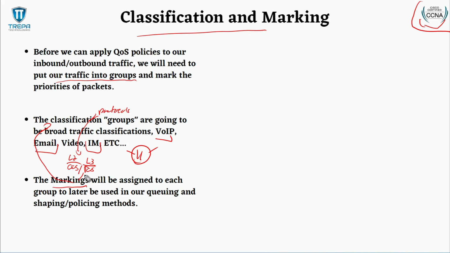Or we could also mark it in these TOS or CoS fields in our layer 2 and layer 3 headers, and then we can queue and police and shape based off that marking, which we can also put into a classification group. So it can get pretty complex. That's why I want to take some time to go over these classifications and markings, and then the per hop forwarding behavior.